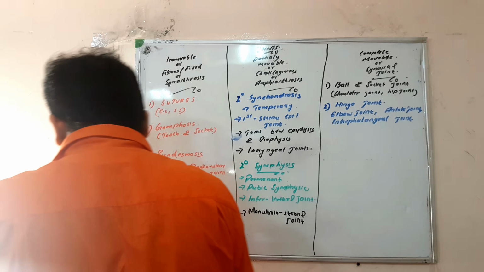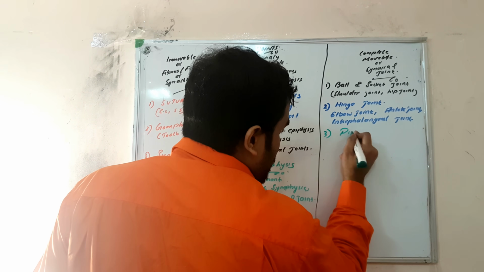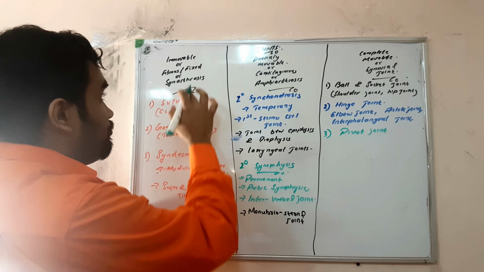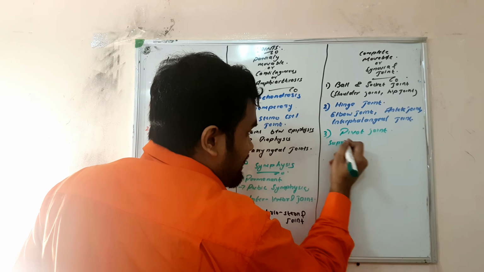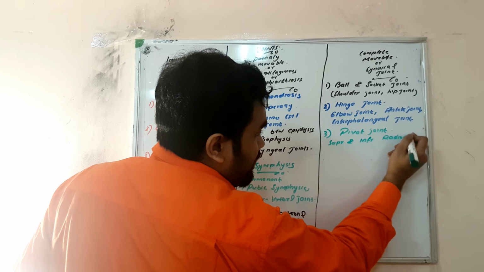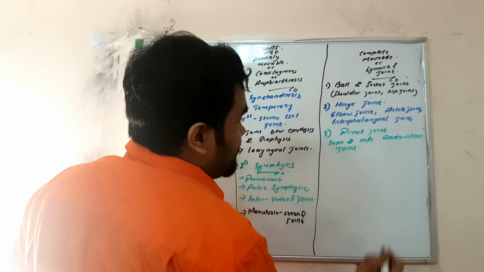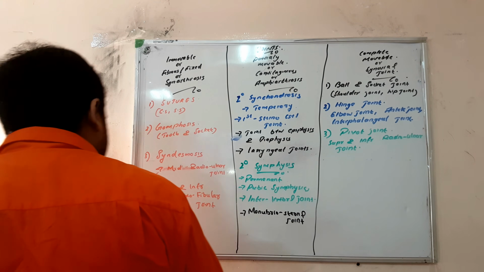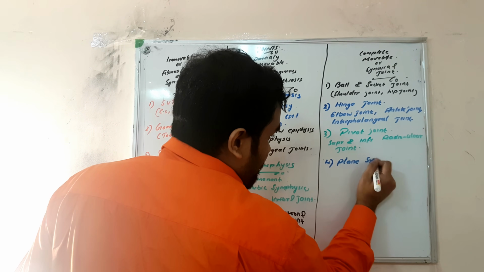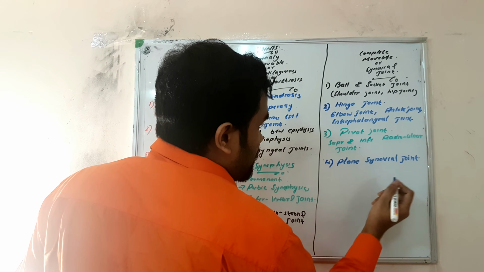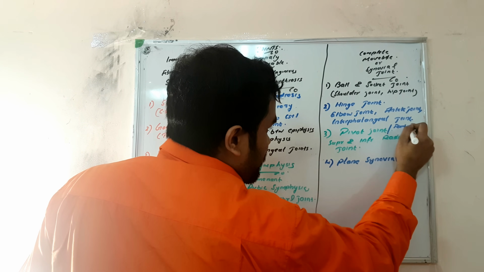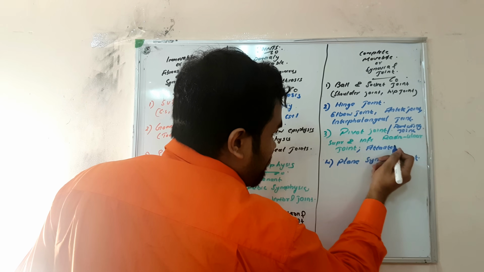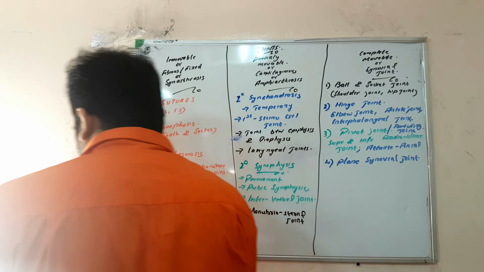Okay. Now the third one is the pivot joint. This pivot joint we have studied. The mid-radioulnar joint is a type of immovable joint. So remember, the superior and inferior radioulnar joints are a type of pivot joint. You can add here one more thing. Pivot joint is also known as rotating joint. And the other example is atlantoaxial, our first vertebra and second vertebra. The atlantoaxial joint is a type of pivot joint. Keep in mind that.